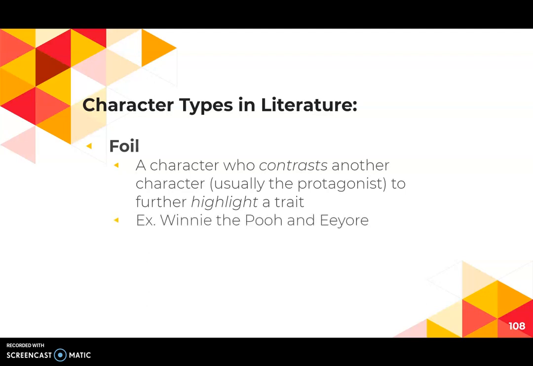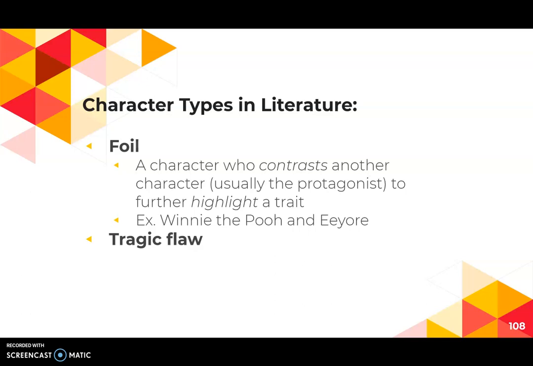A great classic example of this would be Winnie the Pooh and Eeyore. So Eeyore is a foil of Winnie the Pooh, who's our protagonist, right? Winnie the Pooh has this sunny, optimistic disposition. Eeyore tends to have more of a pessimistic disposition. And the more that Eeyore shares that pessimism, the more that it highlights Winnie the Pooh's optimism by contrast.